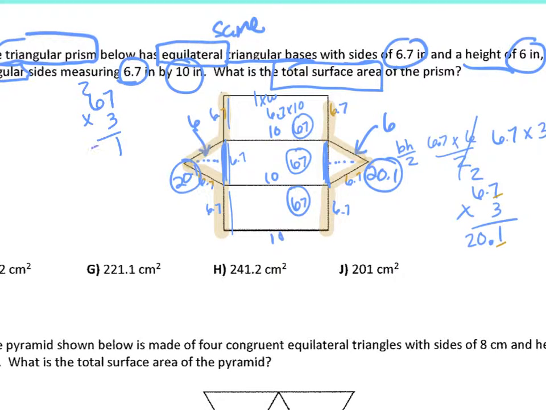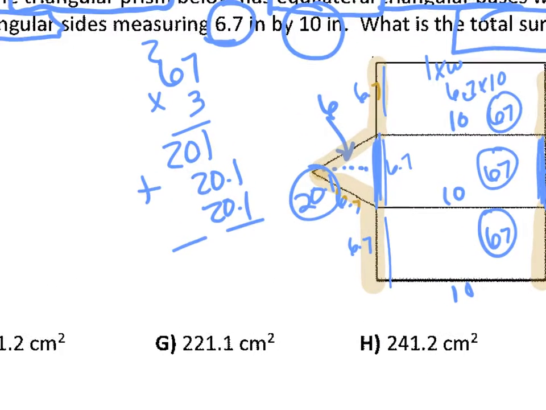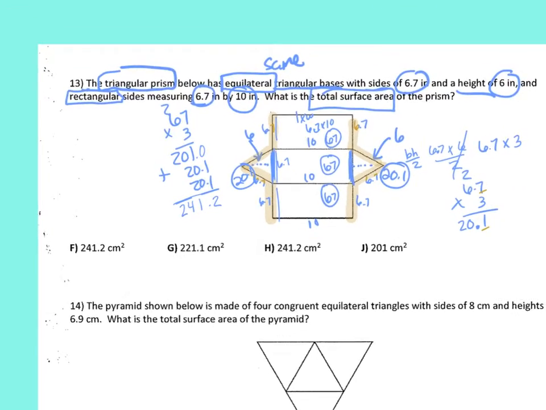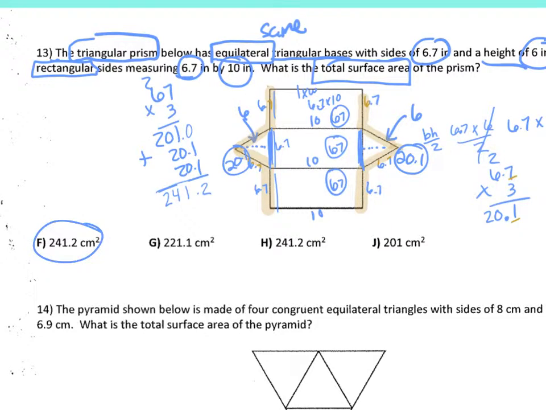Wait, I have a question. How did you get 241? There's 20.1. Okay, so adding them all up, I got 1, 4, 2. All together, it's F. So it's F and H. Oh wow, 2 answer choices the same again.